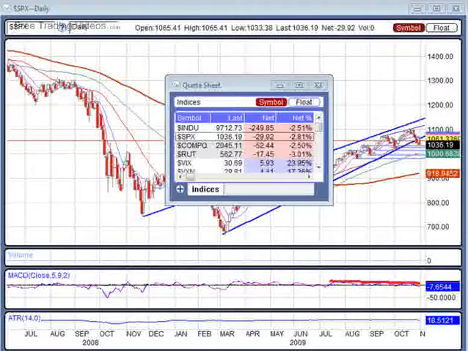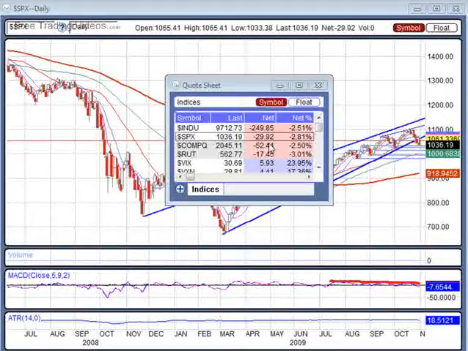Alrighty, here we are, the S&P daily on Friday. The markets dropped big time. Boom, the markets cracked. A 2.5% drop on the Dow, the S&P dropped 2.8%, the NASDAQ down 2.5% and a whopping 3% on the Russell.